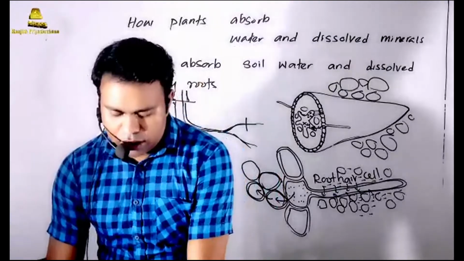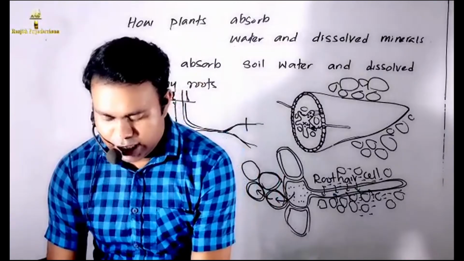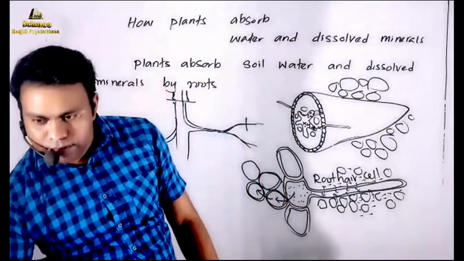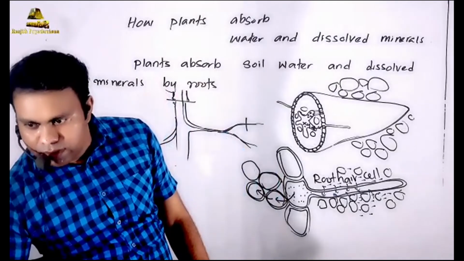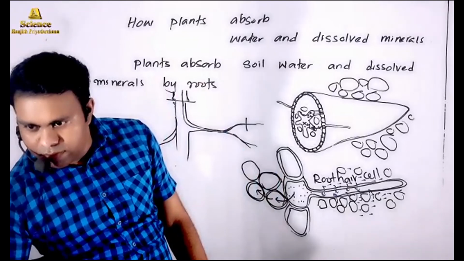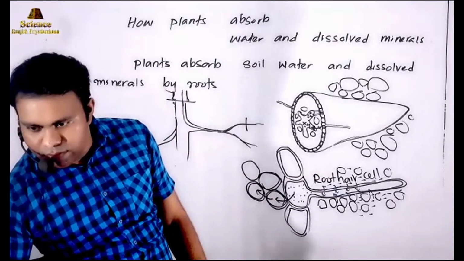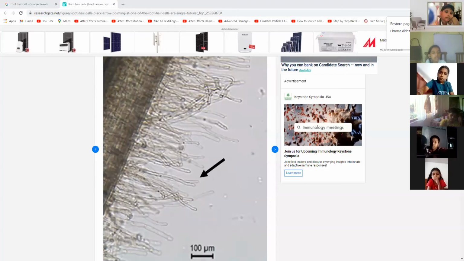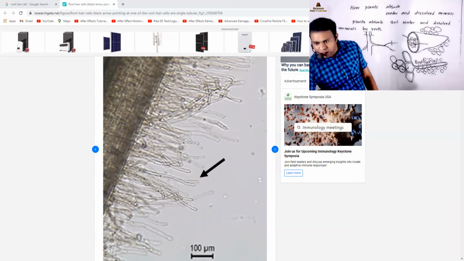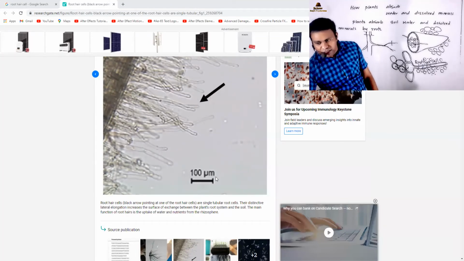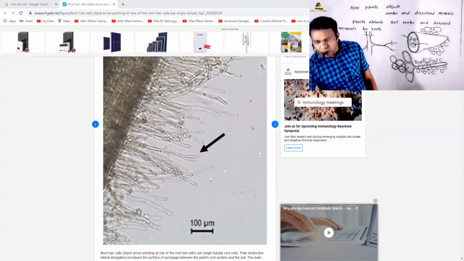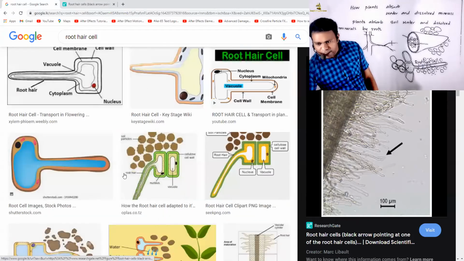Okay, let's see the root hair cell. Now I'm going to share that. Can you see this? Can you see there's a root hair cell here? There are many root hair cells. Can you see that? Yes, sir. What's the size of that? 100 micrometer. This length is 100 micrometer. 100, 200, 300, 400 micrometer length is there nearly. So that's a root hair cell. Okay, you can see here a single root hair.